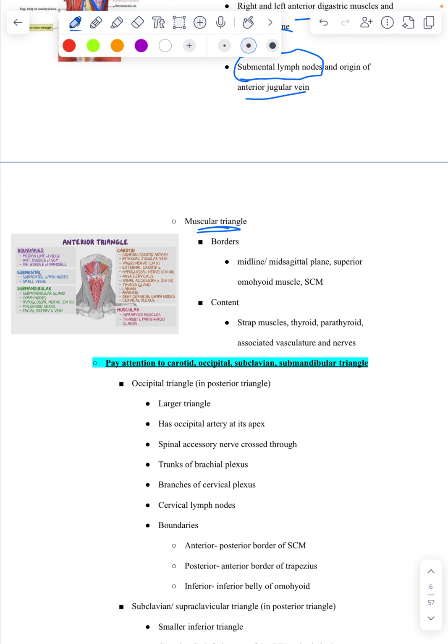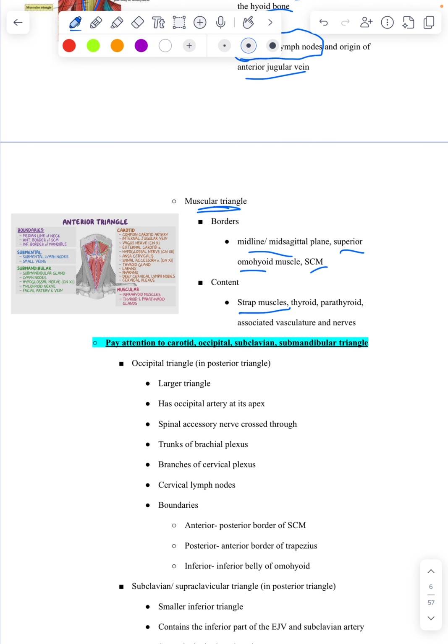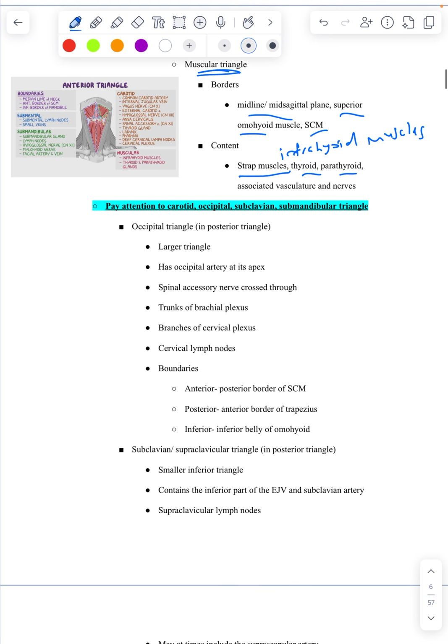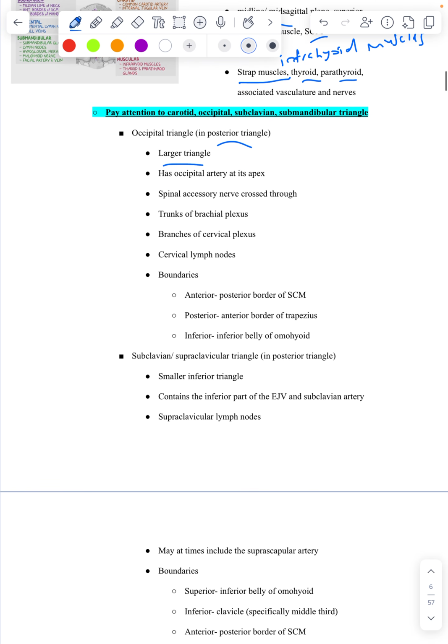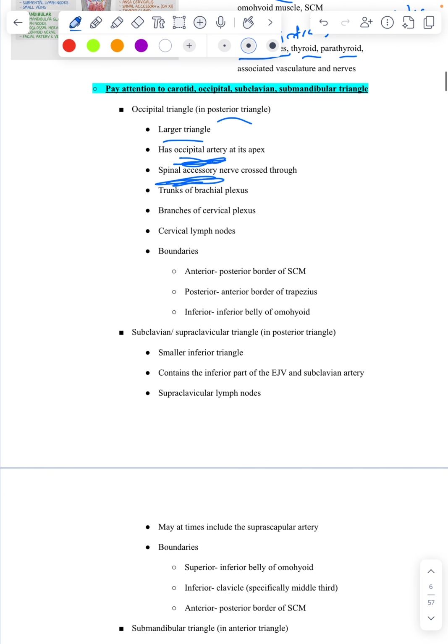For muscular triangle, we talked about the borders, midline, superior hyoid, SCM. But now these are your strap muscles, which we said are your infrahyoid muscles. And then the stuff lower: you have thyroid, parathyroid, and then some vasculature and nerves. But the key thing here, it's muscular triangle, your strap muscles are there. Now for occipital triangle, this is the posterior triangle, the larger one, has the occipital artery. Makes sense. We already said the spinal accessory nerve goes through, which is cranial nerve 11, which hits your SCM and traps.